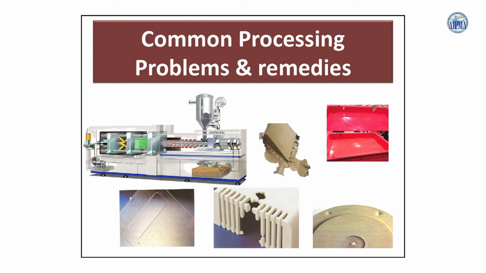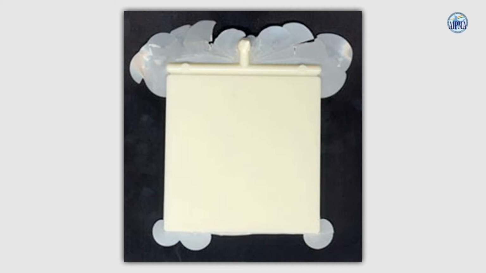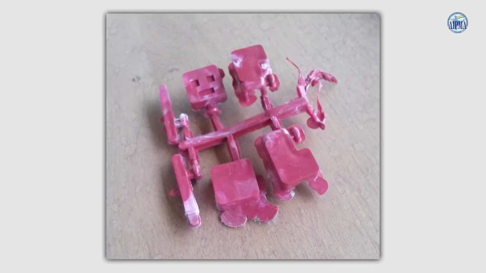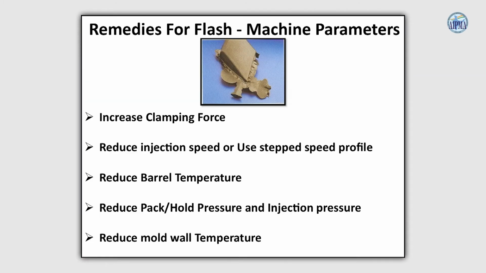Common processing problems and remedies. Flash. A thin film of material formed around recesses, along parting lines or sealing faces of the mold is known as flash. Remedies, machine parameters. Increase clamping force. Reduce injection speed or use stepped speed profile. Reduce barrel temperature. Reduce pack or hold pressure and injection pressure. Reduce mold wall temperature.